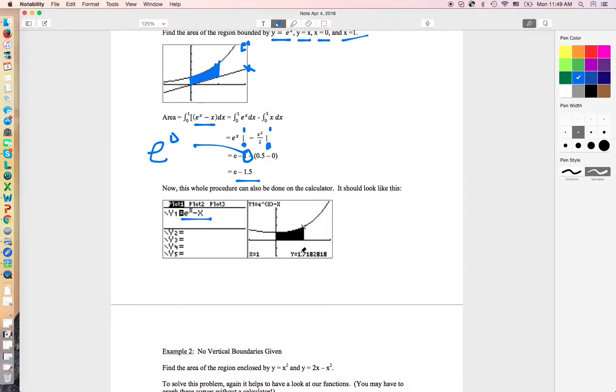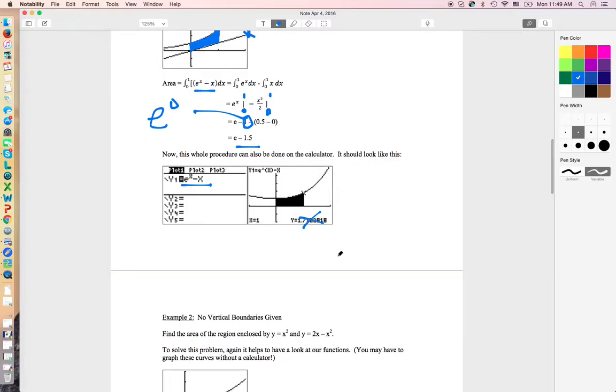But actually, that's not the answer. I don't know why there's a funny number there. I think I just took the screenshot before I finished the calculation. Okay, so you type in the function that looks like this, and then you just do your calculate option, area under the curve, which I think is number 7 on the TI-84s.